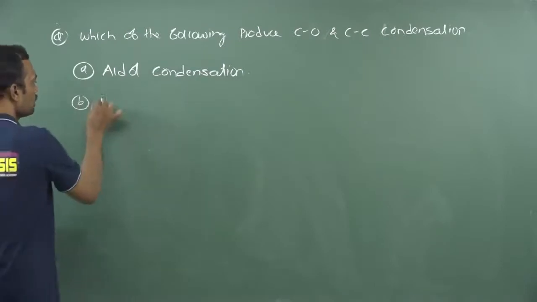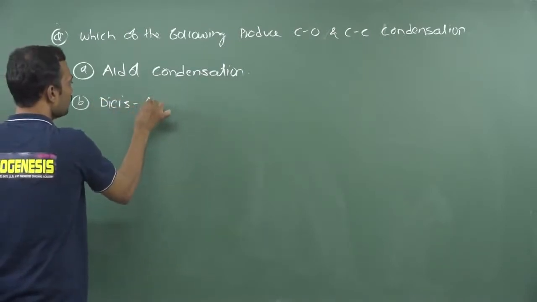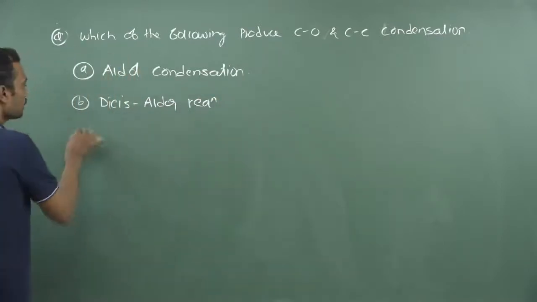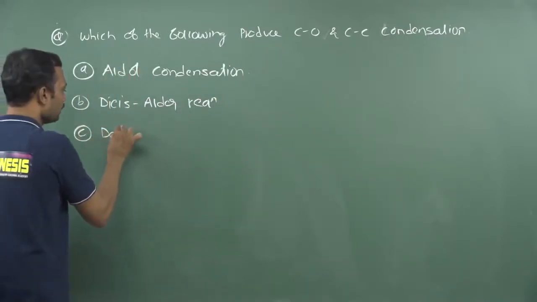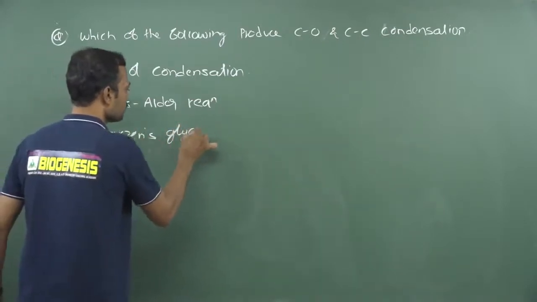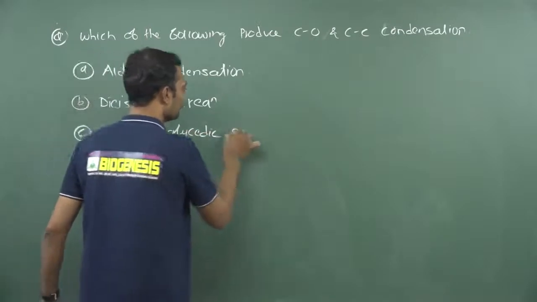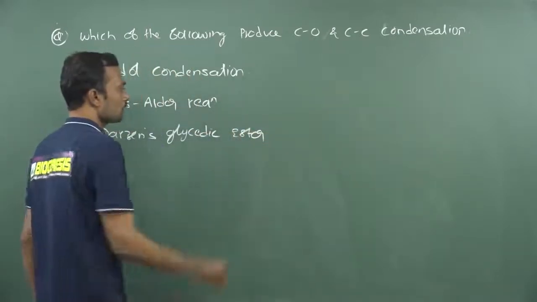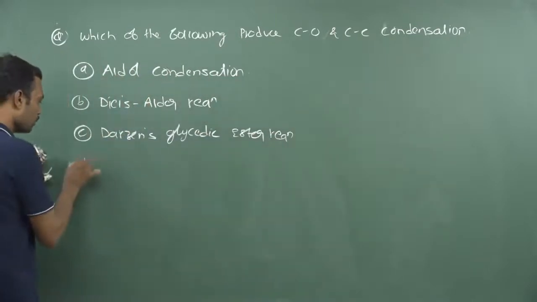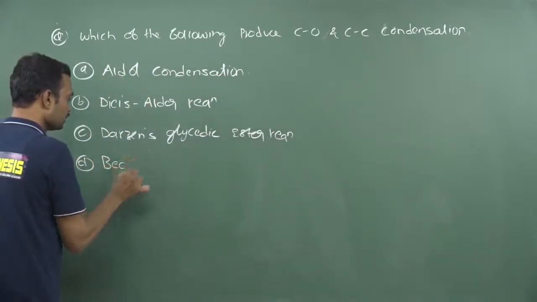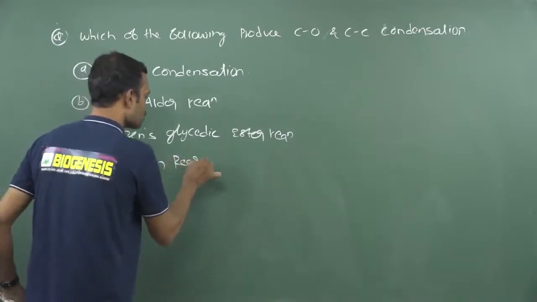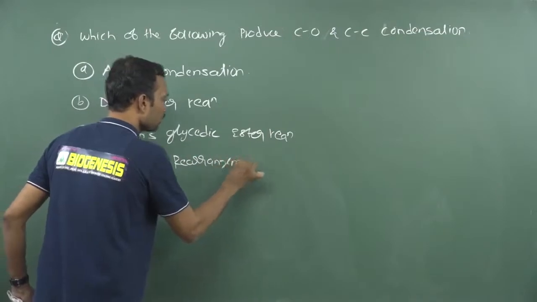Next they may also ask about Diels-Alder reaction. Next, followed by Darzens, this is well known, Darzens glycidic ester reaction, otherwise sometimes they call it condensation. Next, finally, Beckmann rearrangement. Beckmann reaction, otherwise we can also say it is a Beckmann rearrangement reaction.